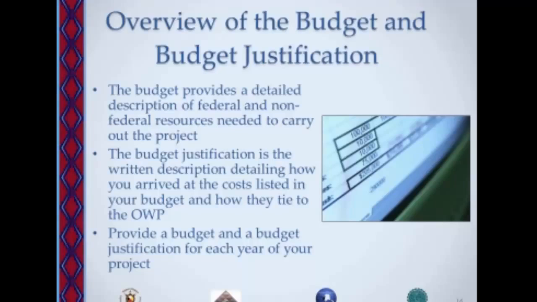And lastly, you need to provide a budget and a budget justification for each year of your project. If you have a 3-year project, there should be 3 budgets, one for each year: a budget for year 1, a budget for year 2, and a budget for year 3, as well as an accompanying budget justification for each of those budgets.